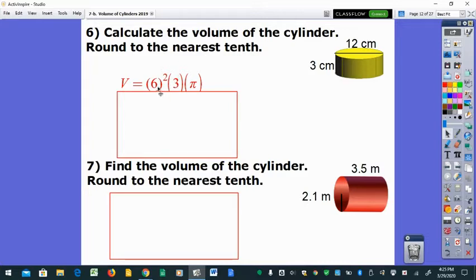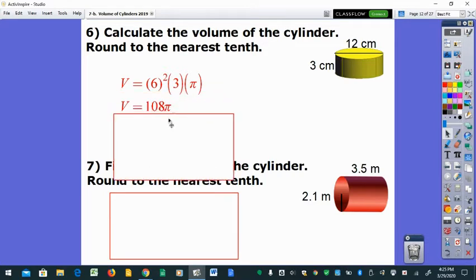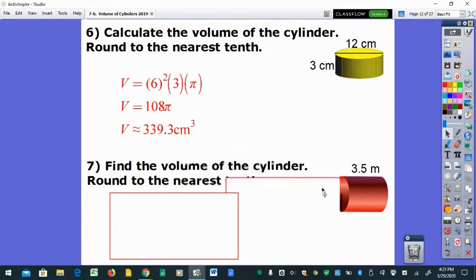So our first step is to take the 6 squared times 3 in our calculator and hit equals. Should have gotten 108, and we're going to leave the pi in our work to show what's called our exact answer. We have not rounded and we have not approximated pi. Now we're going to take our calculator, 108 times the pi button, 3.14 if you can't find it. And your answer should be about 339.3 centimeters cubed.